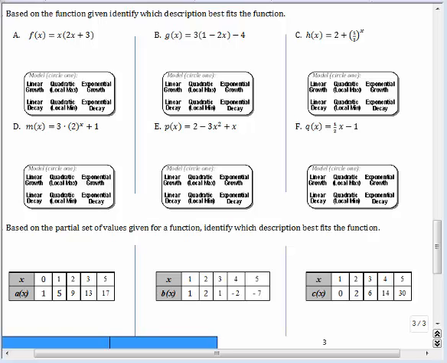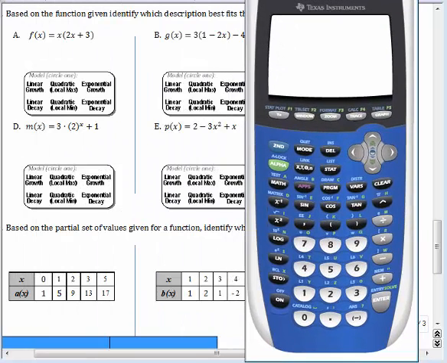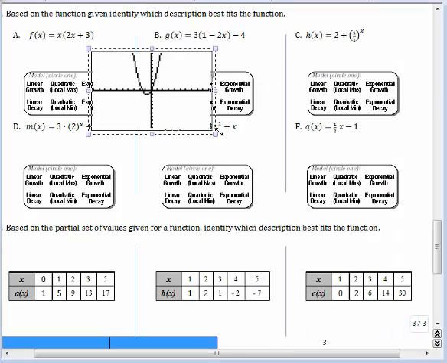With these next ones, again, we're going to be identifying based on the equation. It might help to look at a graph of some of these before deciding which one it is. So maybe go to y equals and type this in as x(2x + 3). And then let's press zoom 6. And you can see it looks like a quadratic, and it bottoms out, so it has a min.